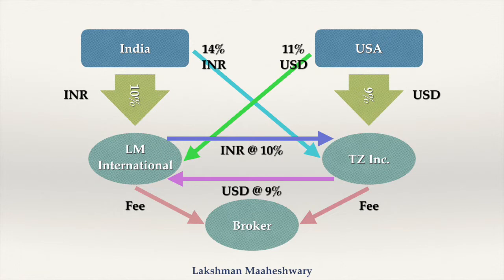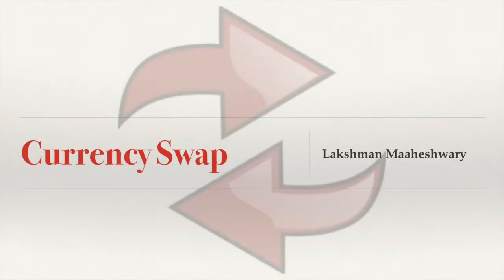Instead, LM International borrows from the Indian market at 10% in INR and provides it to TZINC, and TZINC borrows from the US market at 9% in US dollars and provides it to LM International. A broker may facilitate this and charge a fee from both LM International and TZINC. And this, my friend, is currency swap.